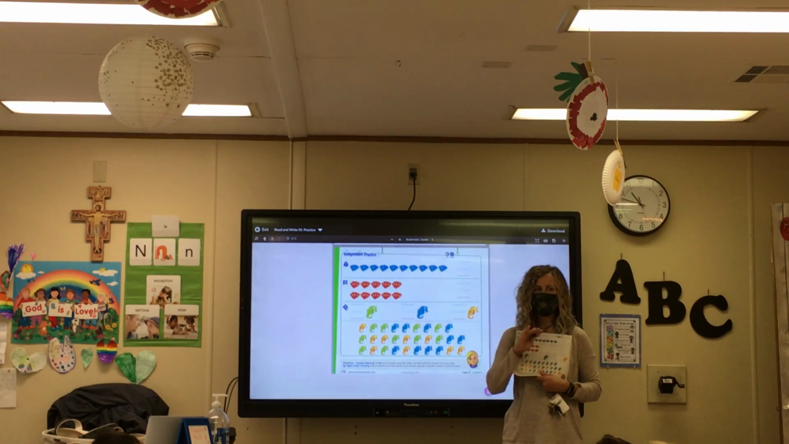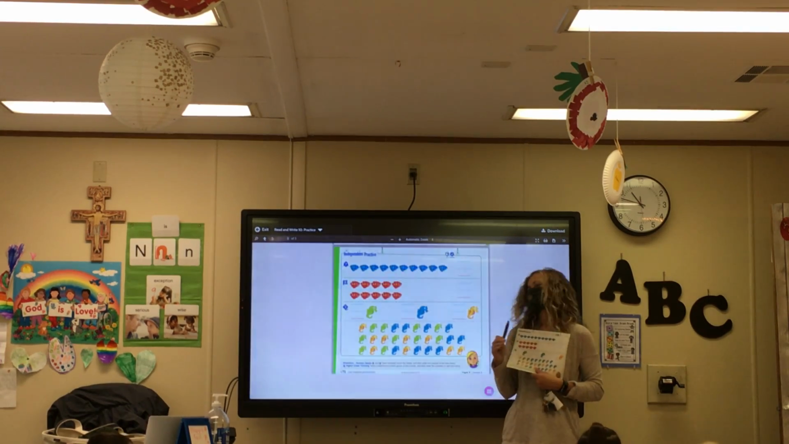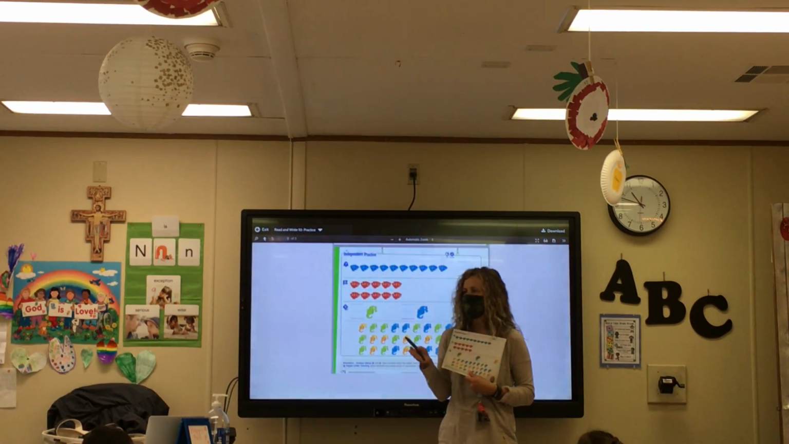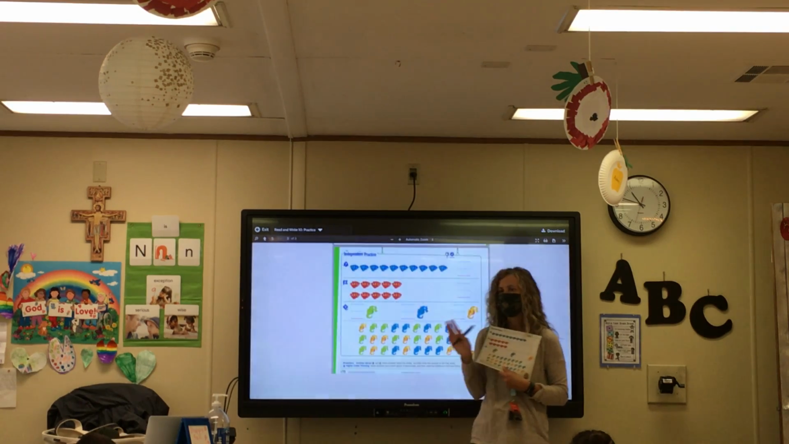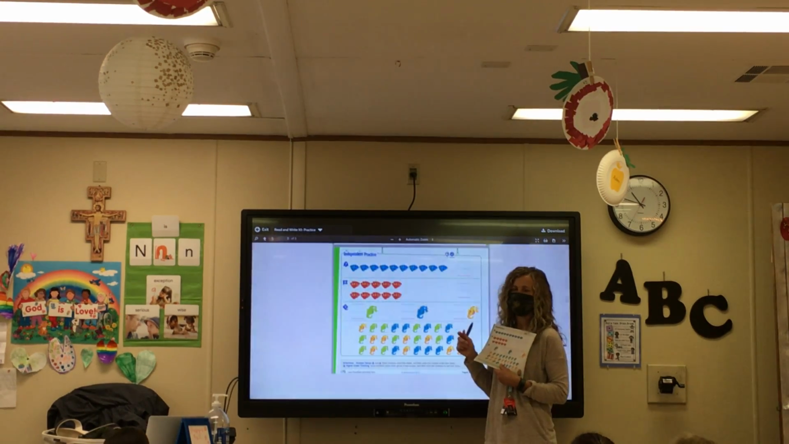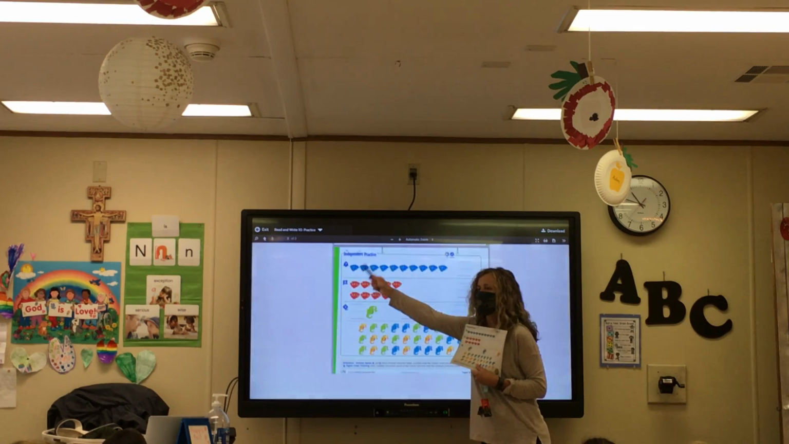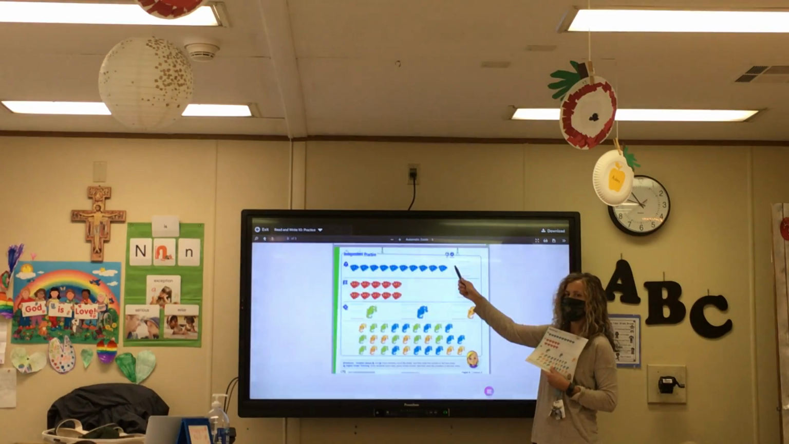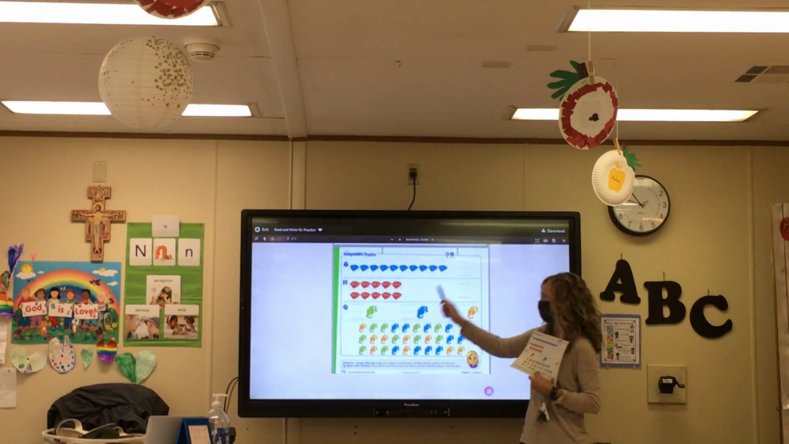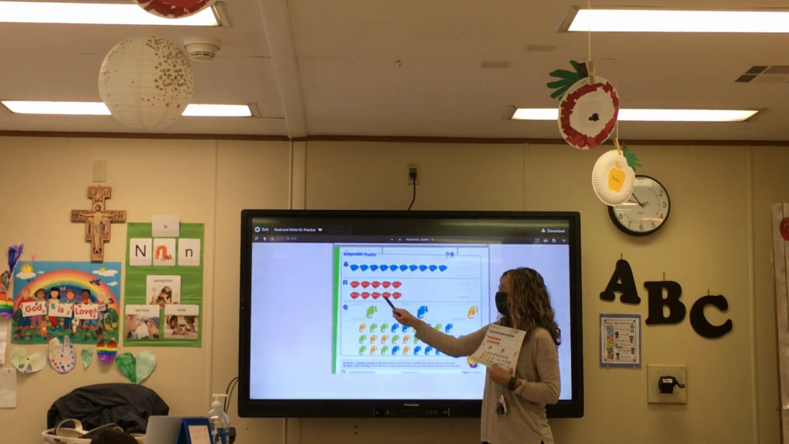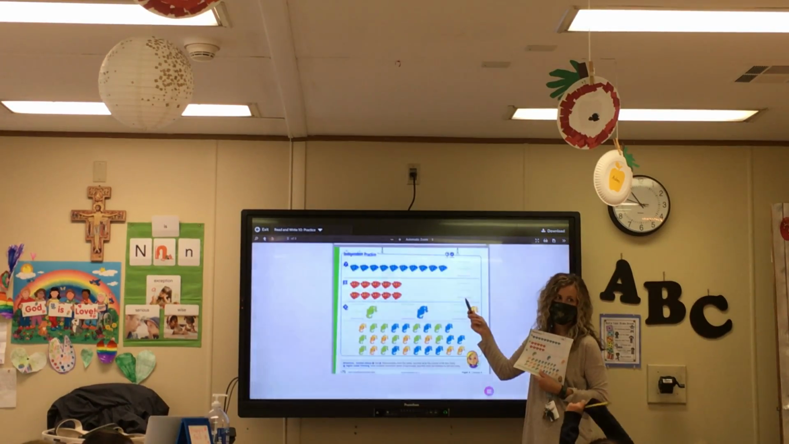So I want to just give directions. All right, we've done one like this before. So everybody should know what to do, but let me go over it one more time. Ready? Again, you're going to mark and count all the blue seashells. Write the number that tells me how many. Count, and then write the number for the red seashells.